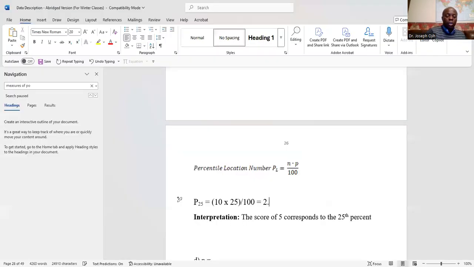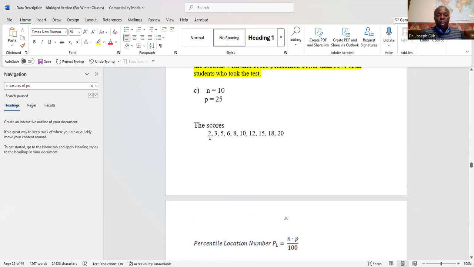2.5. Now, if you have a decimal like this one, you can see that there's a decimal 0.5. If you have a decimal, just go to the next number, and it doesn't matter whether the decimal is up to 0.5 or not. Even if it's 2.1, go to the next whole number, which is the third number. The third number in the list, say 1, 2, 3, the third number there is 5. 5 is the third number in the list.